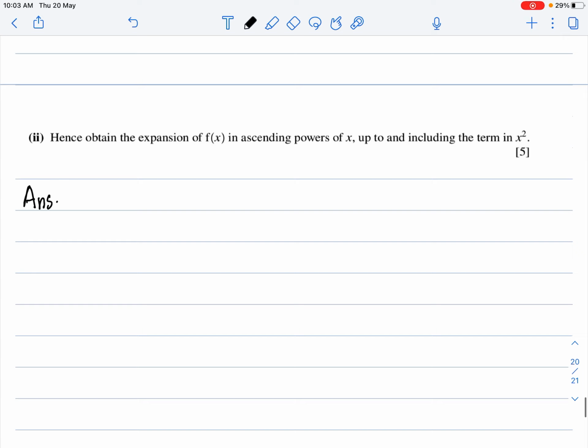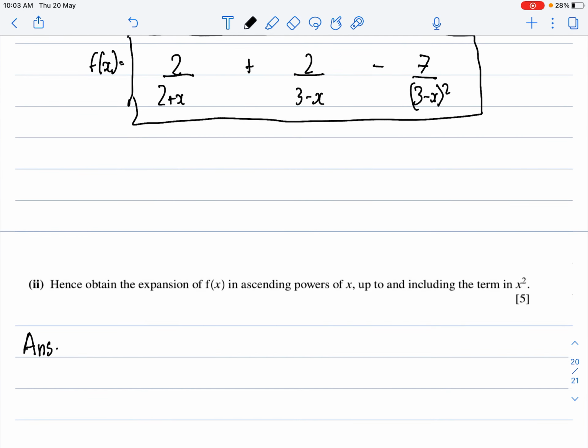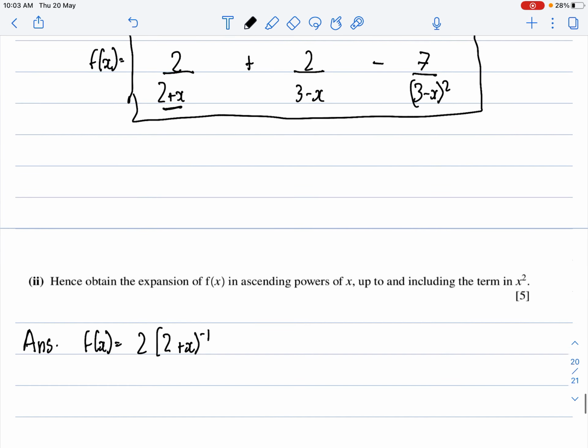Now, hence obtain the expansion of f of x in the ascending powers of x. So now I know my f of x can be written as 2 into 2 plus x raised to minus 1, correct? If I take 2 plus x in the numerator. Plus, this can be written as 2 into 3 minus x raised to minus 1, minus this can be written as 7 into 3 minus x raised to minus 2.